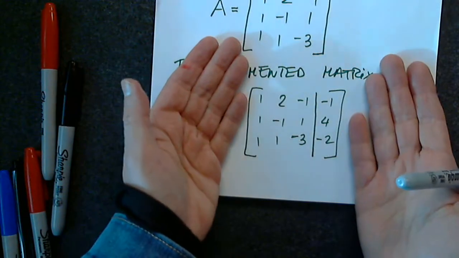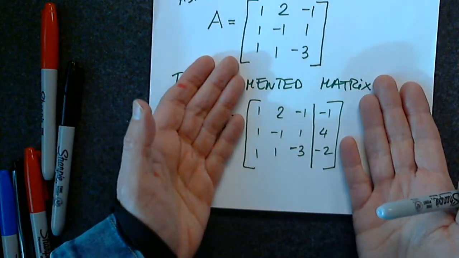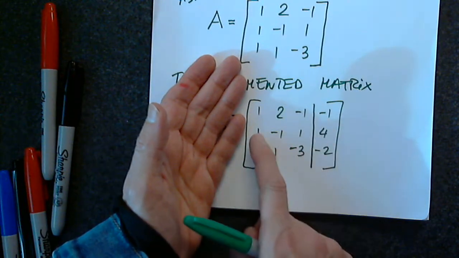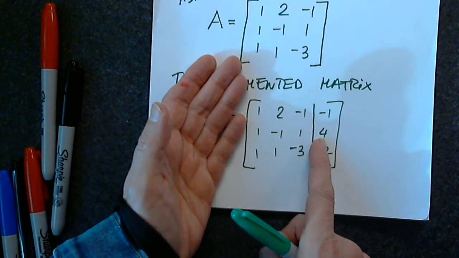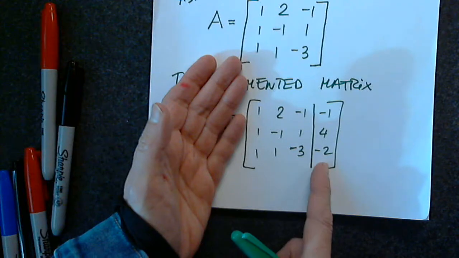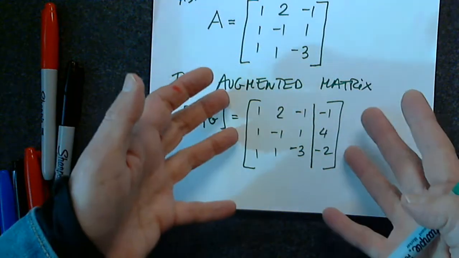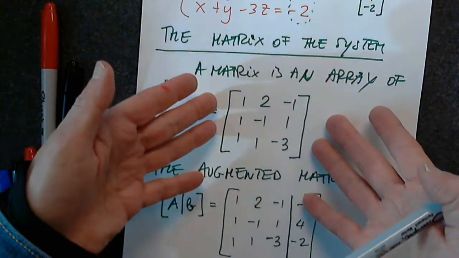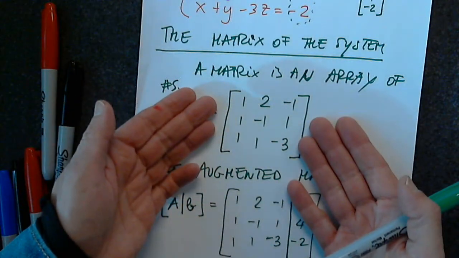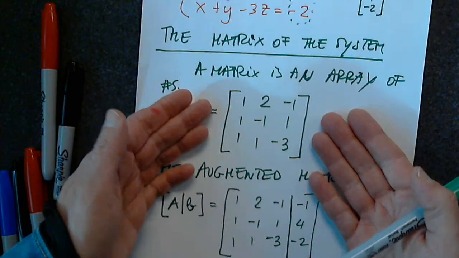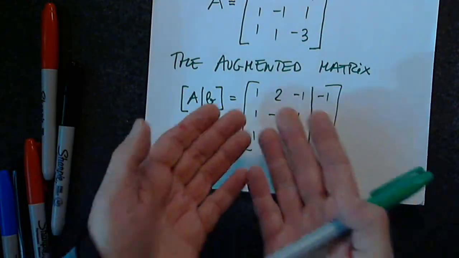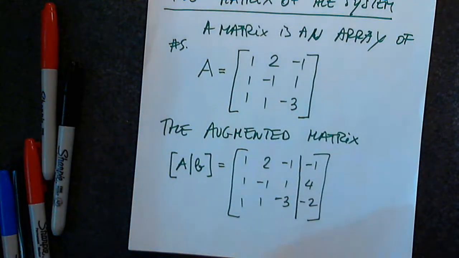So now when I look at this, I can tell you what it means. It means x plus 2y minus z equals -1. X minus y plus z equals 4. And x plus y minus 3z equals -2. So I know that this represents the entire system. The matrix of coefficients does not represent the entire system. We are not going to be working with it. We are going to be working with the augmented matrix. But I couldn't just immediately jump to the augmented matrix without explaining what the matrix of the system is.